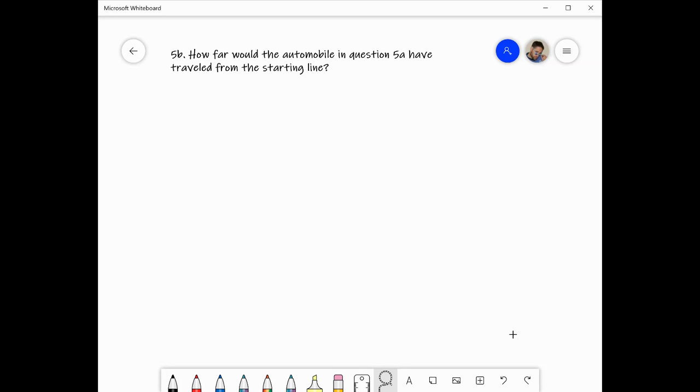So from the starting line is a good indication here that we are starting from rest. That's a big deal here, which means that my starting velocity is going to be equal to 0 meters per second. So that's my beginning velocity there. It doesn't tell us anything else because it assumed we've been looking at 5A.